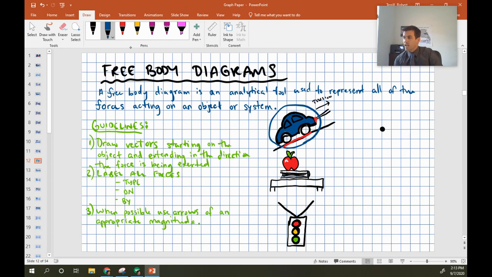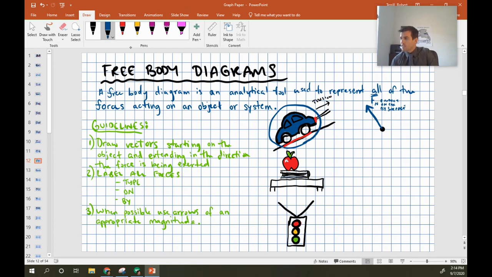We have, since there is a surface here, we need to draw a normal force. Remember that normal force is always at a right angle to our surface. So this is our Fn, normal force. It's a contact force, and it's acting on the car by the surface.